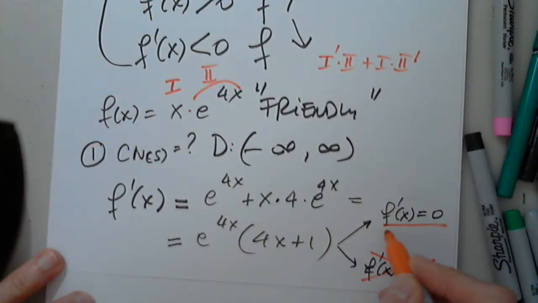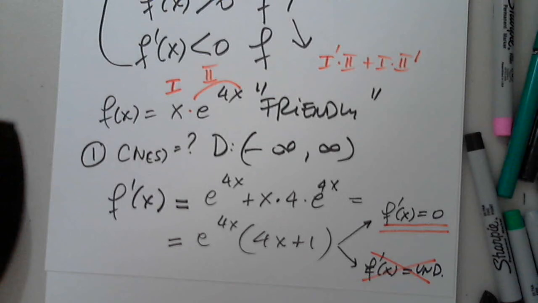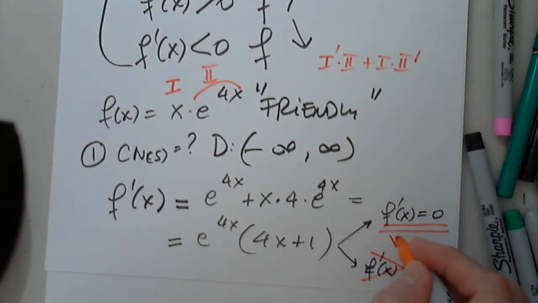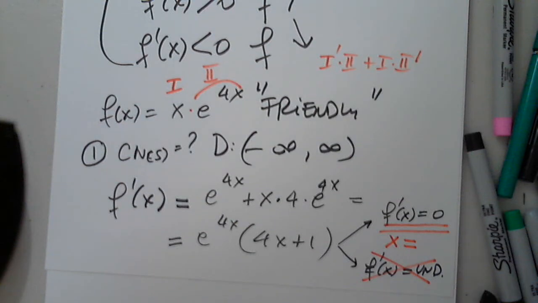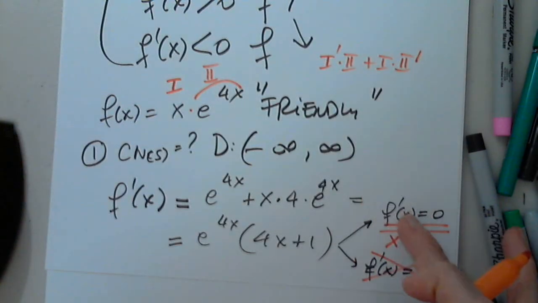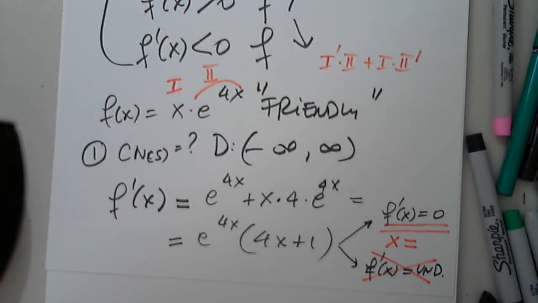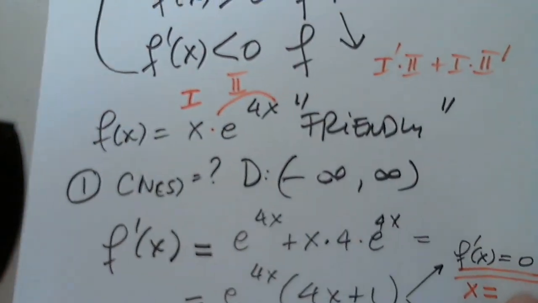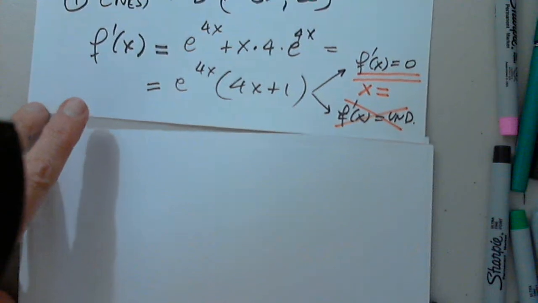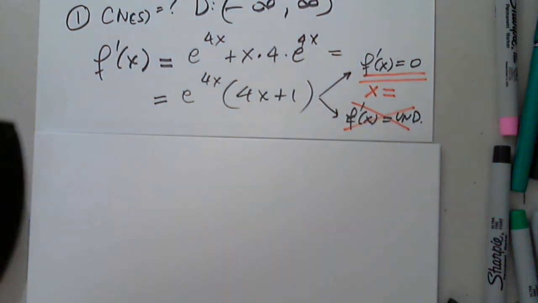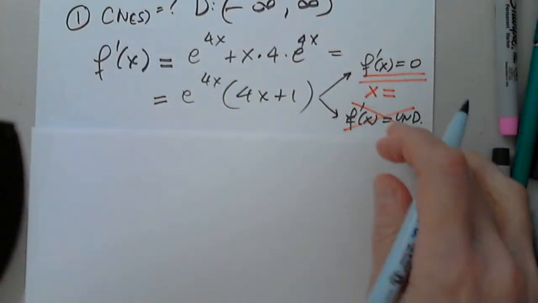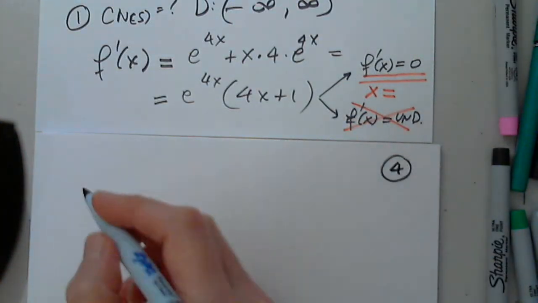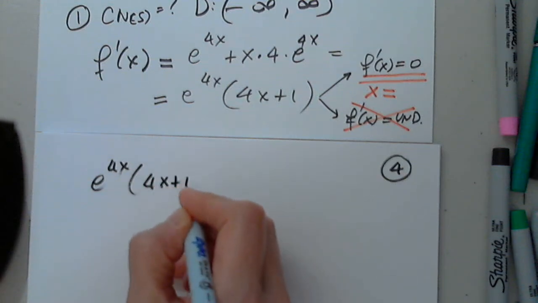Now, what about this equation? Do we get any solutions from setting this equal to 0? Yes, we do. How much is x? Would it be 1? We have e to 4x times 4x plus 1 equals 0.